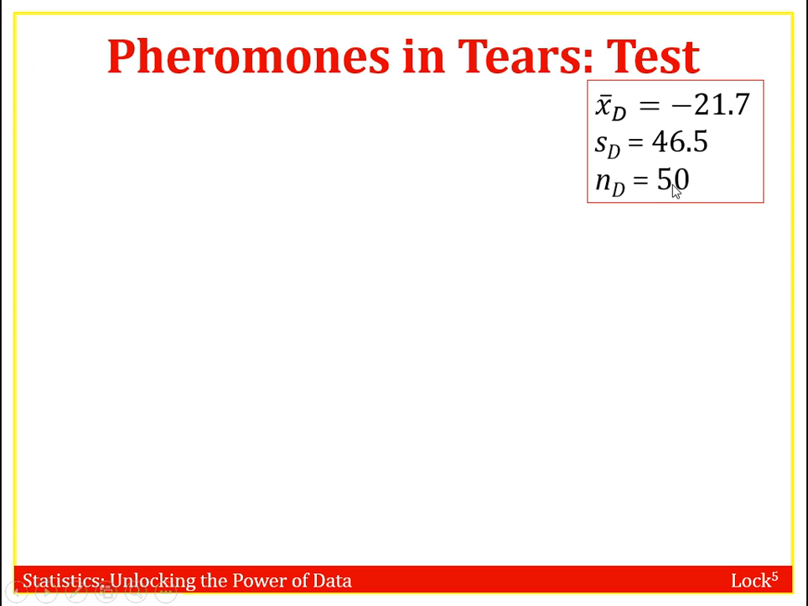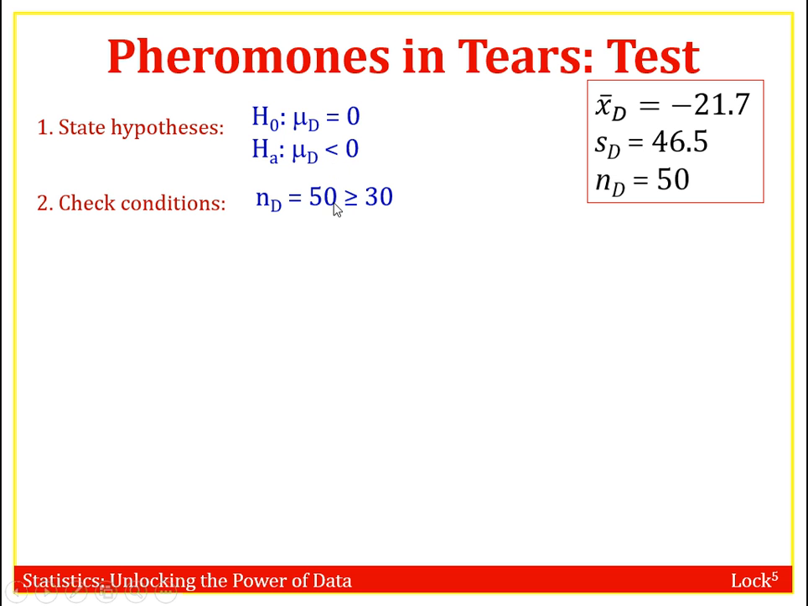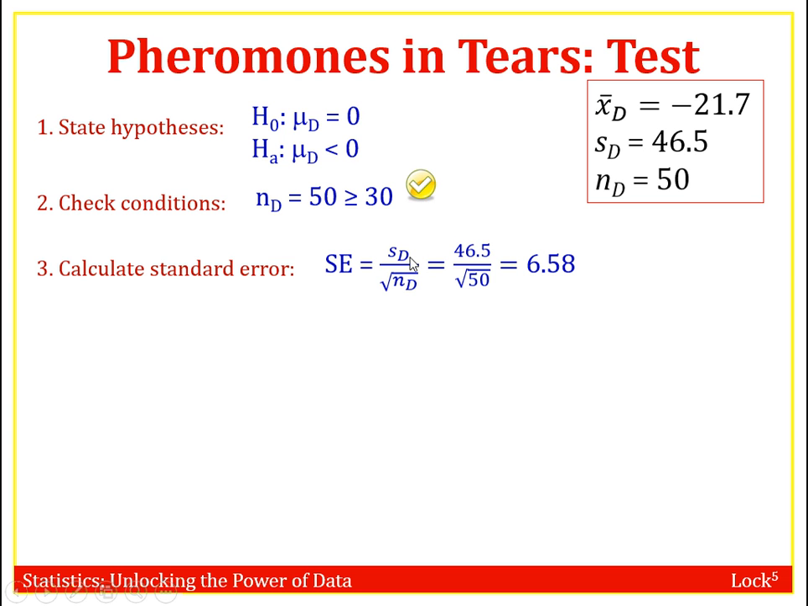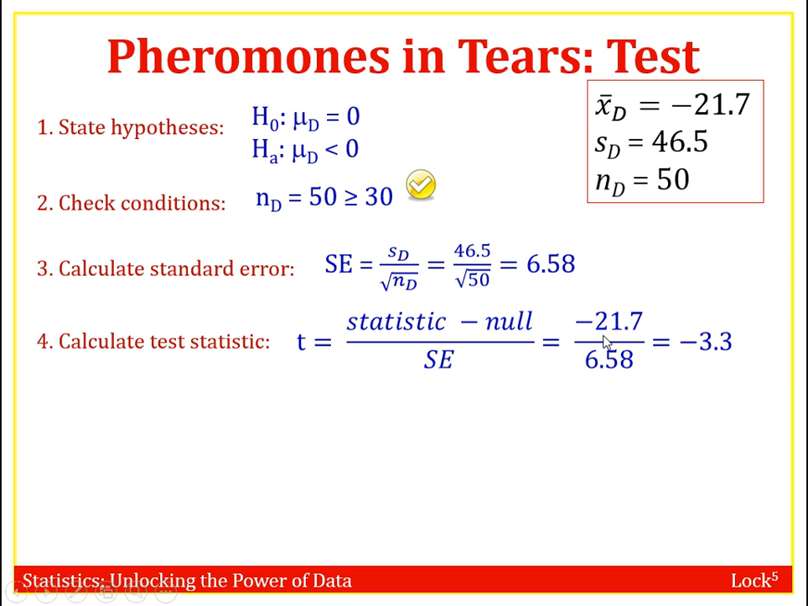So here's our key data. We'll go ahead and state our hypotheses, which is we're assuming there is no difference, so it's equal to 0, but we're thinking based on what we've been looking at, there is a difference, that it's going to be lower. We check our conditions, which have to be a sample size greater than 30, which we have. We look at our standard error, which remember is the standard deviation of our sample, the 46.5, over the square root of our sample size of 50, and we get 6.58. We calculate our statistic, so we take the difference, our x bar, over our standard error, we divide, we get negative 3.3.